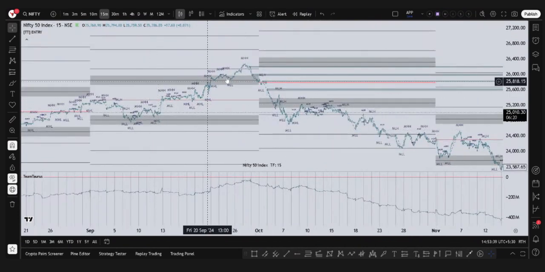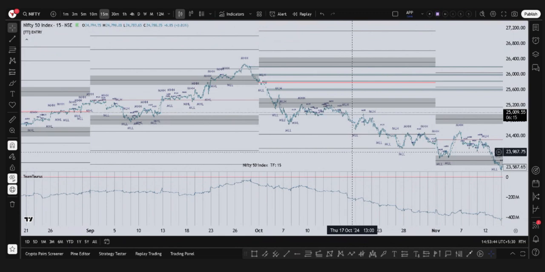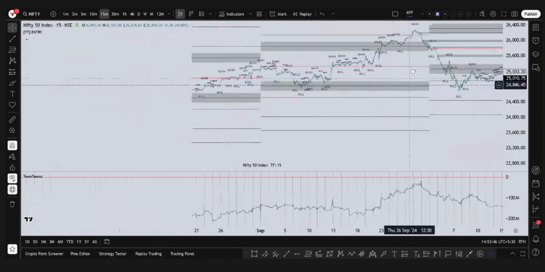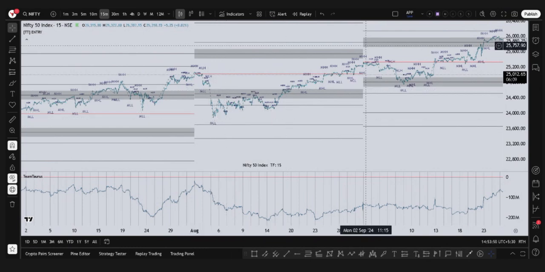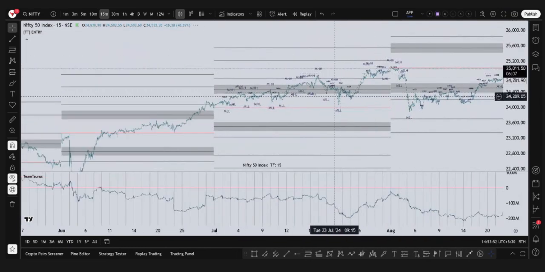So now look at this. Absolutely, it did take liquidity around here and all the way to the down of this target. There you go. Sometimes things like this happen. We can't do anything. Rare occasions.